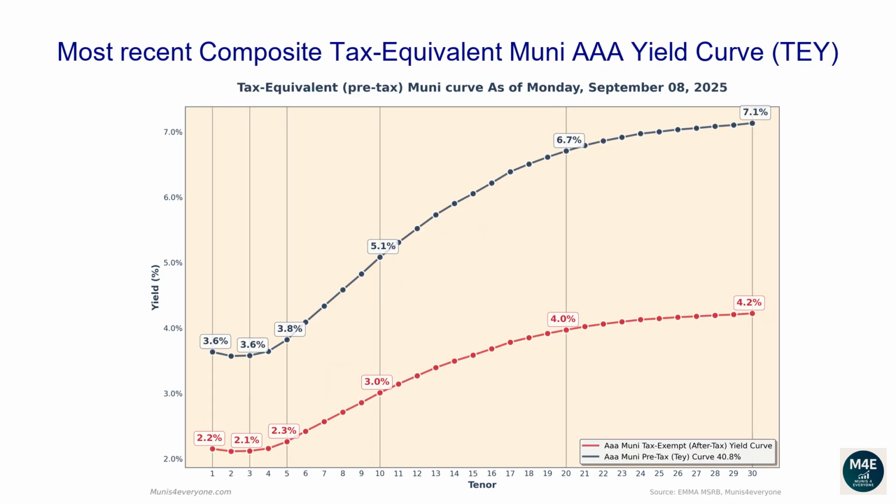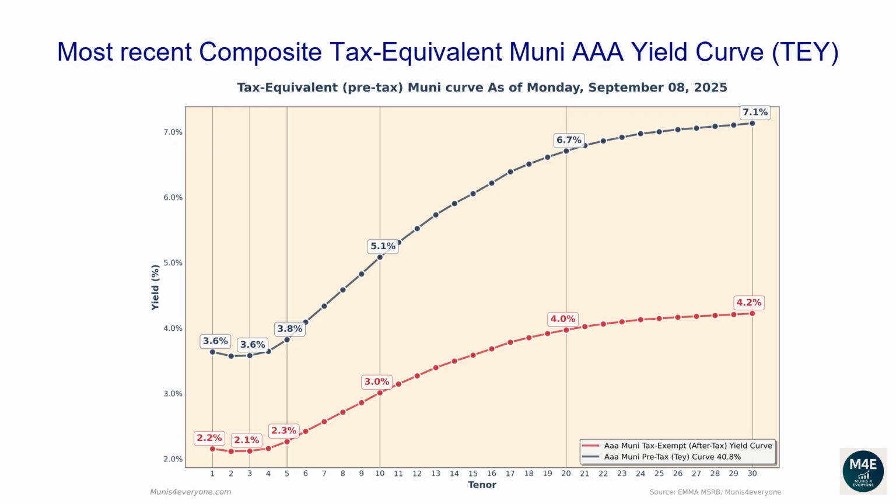Let's now go over the most recent composite tax-equivalent Muni AAA yield curve. The following graph shows, in red, the tax-exempt after-tax Muni yield curve, versus in blue its tax-equivalent pre-tax version, assuming a 40.8% top tax bracket as of September 8, 2025. Why would you care to see the tax-equivalent version of the Muni yield curve? More on this later. Let's first go over the pre-tax, aka tax-equivalent yield curve.